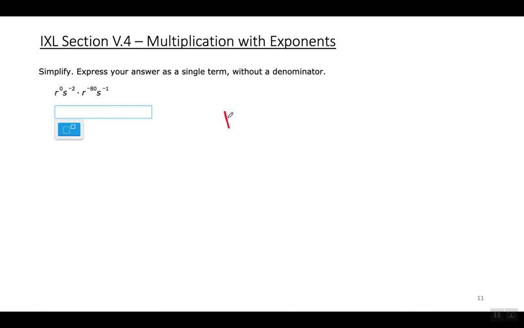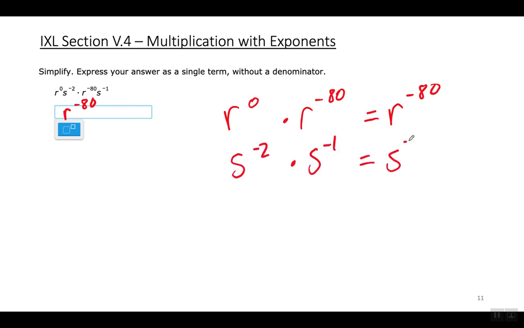All right, so r to the 0 power times r to the negative 80 power equals r to the negative 80. S to the negative 2 power times s to the negative 1 power equals s to the negative 3 power.